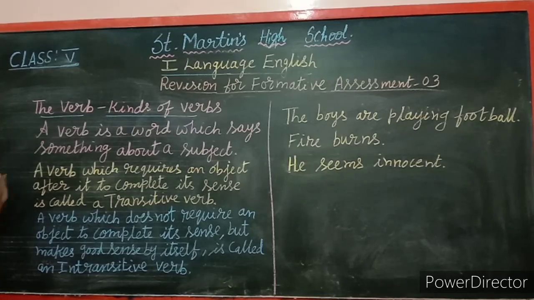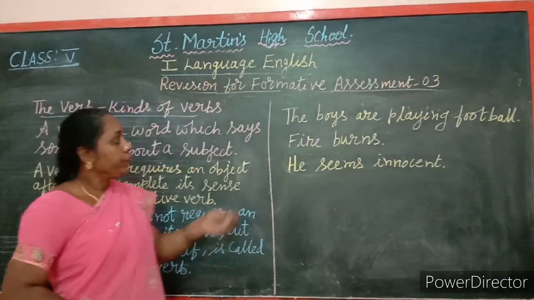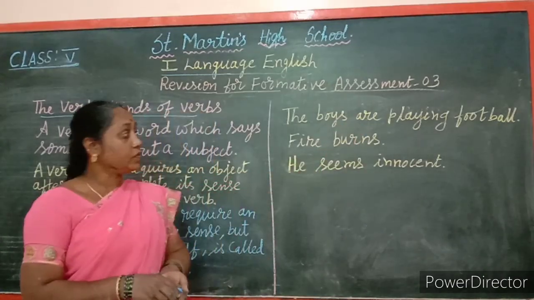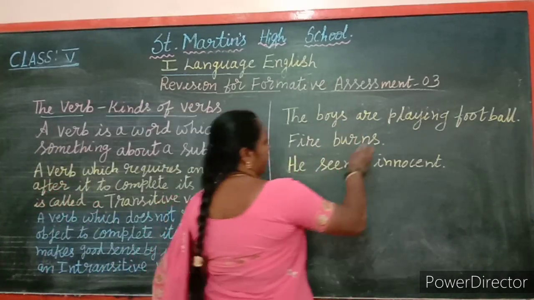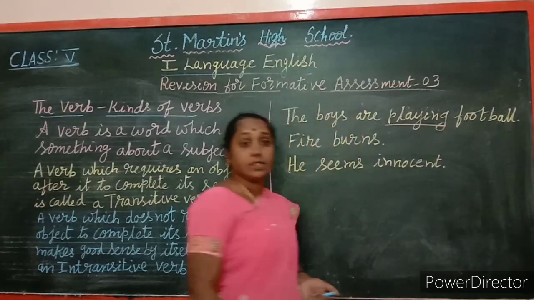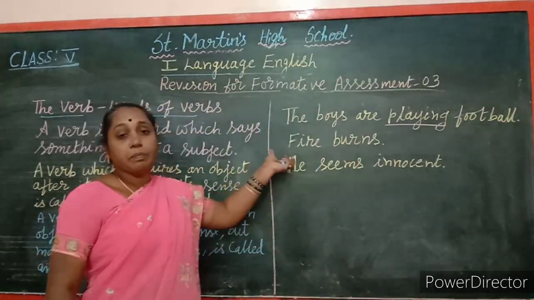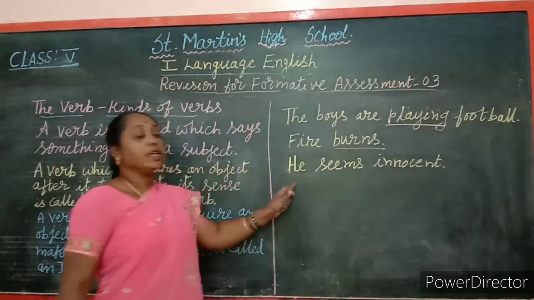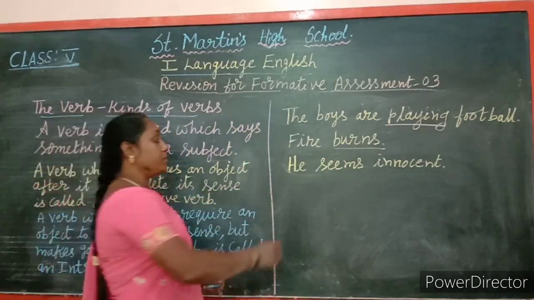Here, come on, let us look at these sentences now. The boys are playing football. Here, which is the action word? Which is the verb here? Playing is the action word, which is the verb here. Fire burns. Burns is the verb here. He seems innocent. Seems is the verb here.